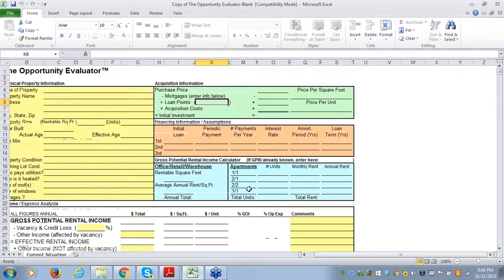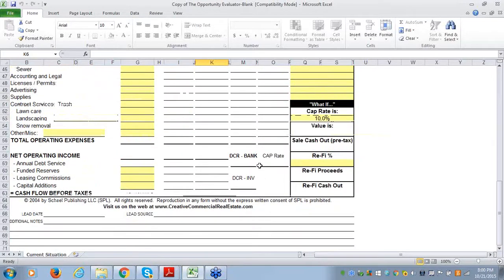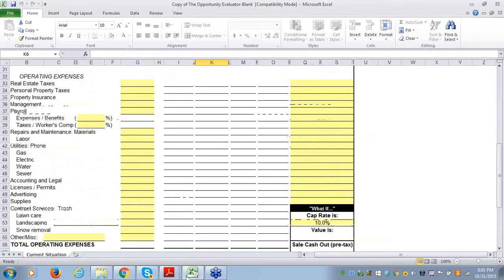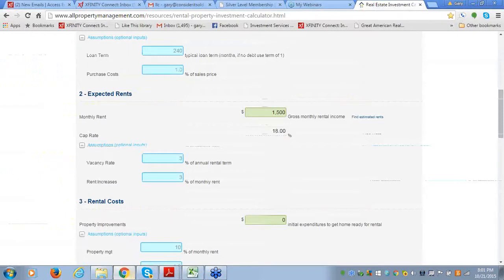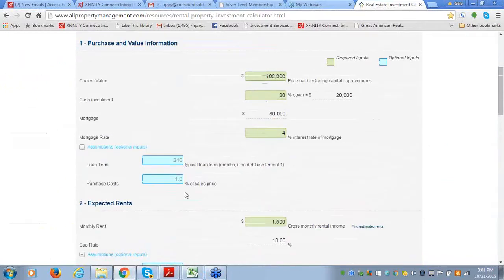I get to play with it by changing rents, changing the purchase price and the mortgage information. And it always gives me the adjusted cap rates and debt coverage ratios and all that. Okay, so that's what's different here. If you look at here, a lot more details, a lot more information. When I go back here, it gets more general in nature. I don't get to get into all of the expenses.